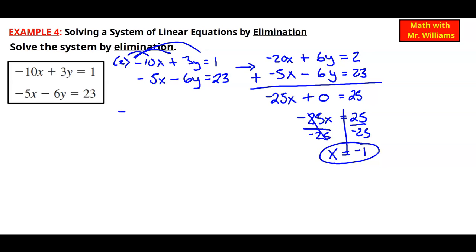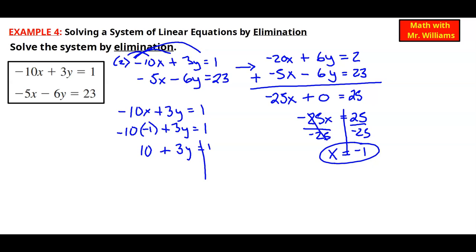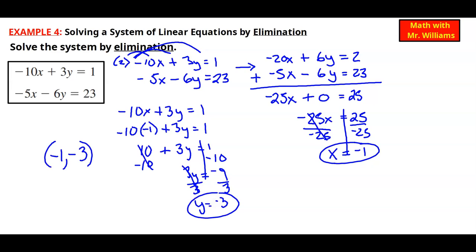Choose the first equation, so we have negative 10x plus 3y equals 1. I'm going to substitute the x with a negative 1. Negative 10 times negative 1 gives me a positive 10 plus 3y equals 1. Draw my line of equality here. We're going to cancel out the 10 by subtracting it from both sides, leaving me 3y equals negative 9. Divide by 3 on both sides. y equals negative 3. So the solution to this system of equations is (-1, -3).